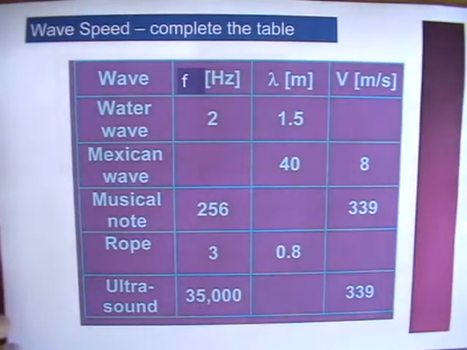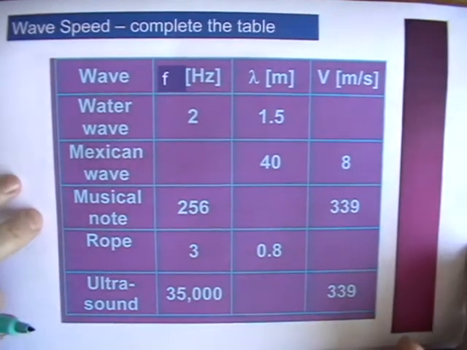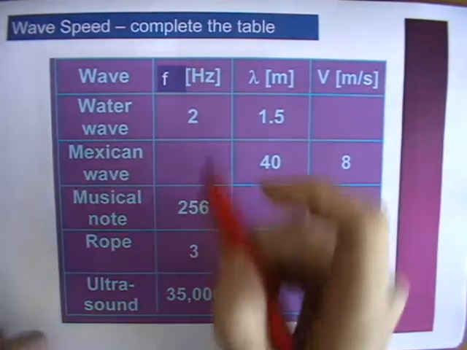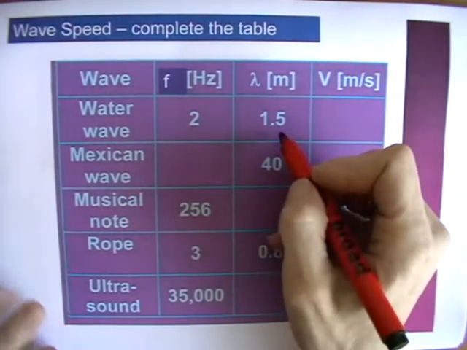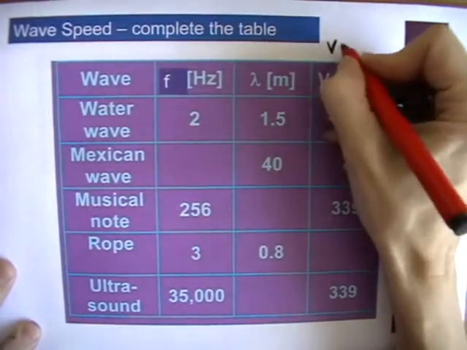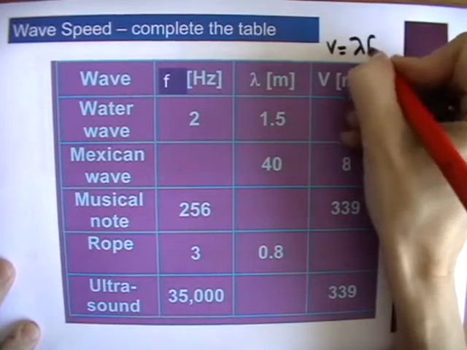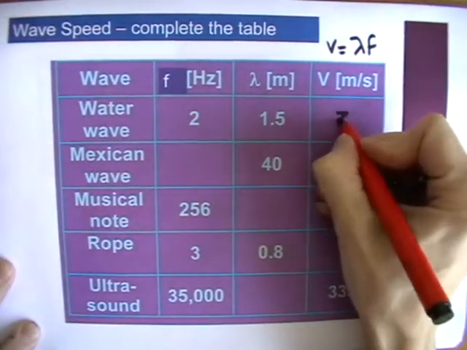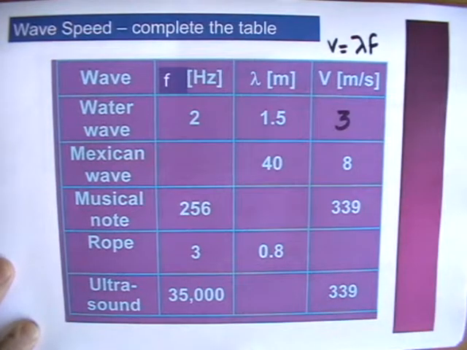Okay, so now we've got a question here, or a table to fill in. What are waves? First of all, they have a frequency of 2 Hz and a wavelength of 1.5 meters. So if I just write the equation, V is equal to lambda f at the top, you're multiplying lambda by f, 1.5 by 2 gives you 3 for your first answer there.